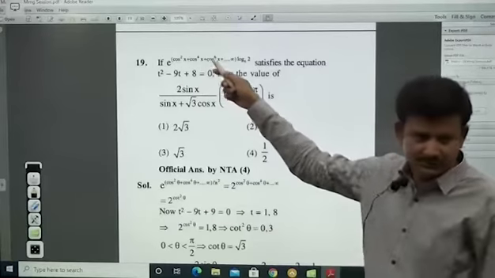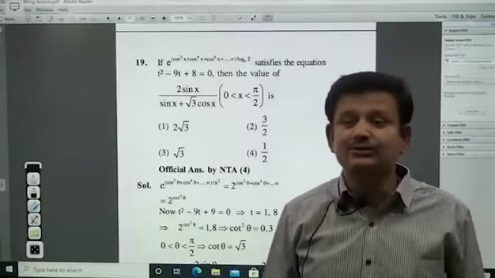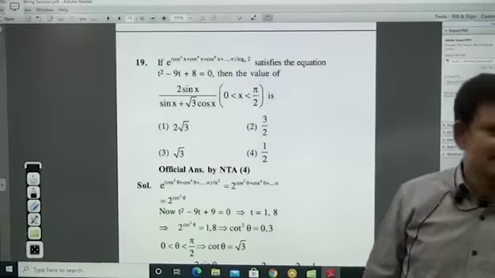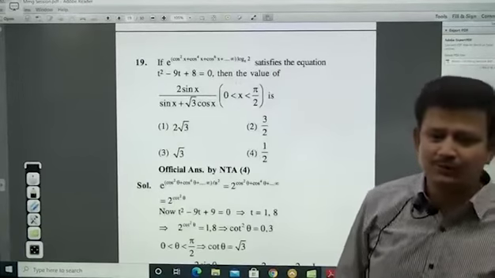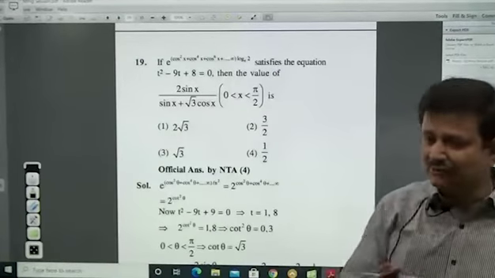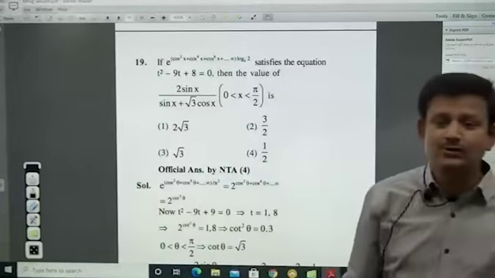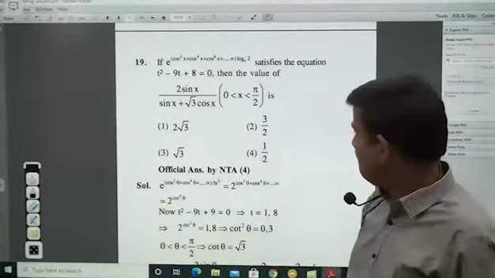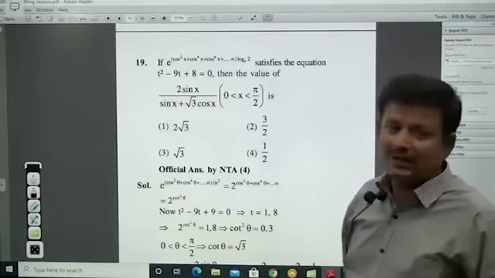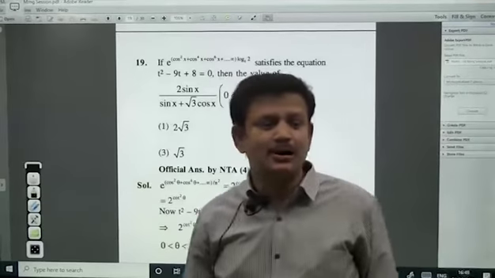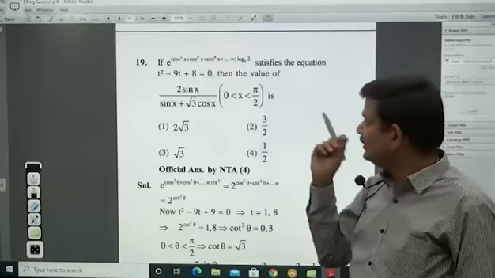E power log to the base e. What is it? Inverse function. Composition of f of f inverse. So, this will be simply 2 power cos square x plus cos power 4x plus so on, which is an infinite GP. 2 power 1 by 1 minus cos square x, which is 2 power cos square x by 1 minus cos square x, which is 2 power cot square x. 2 power cot square x will satisfy this equation.